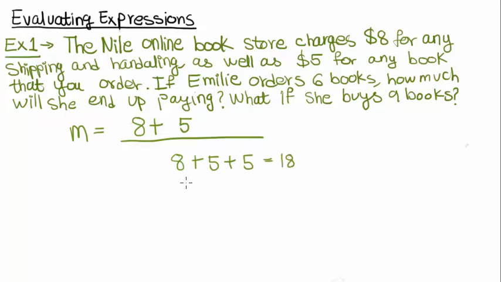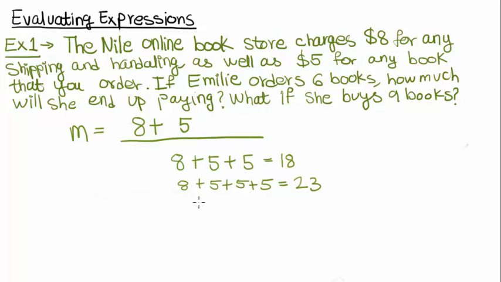Similarly, if she ended up buying 3 books, she will add up the following numerical expression together to get her final total. So 8 plus 5 plus 5 plus 5 will give me a final answer of 23. So for every book that she orders, she needs to add that many 5s together.